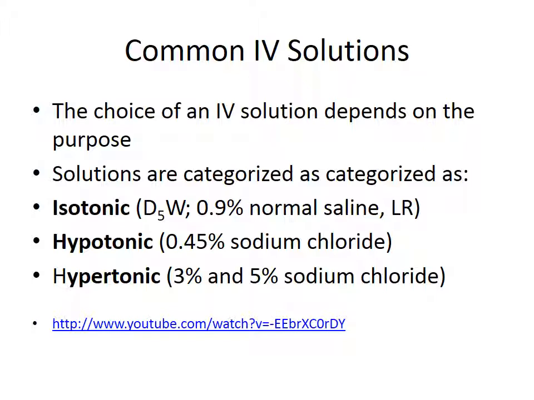Common IV solutions. The choice of an IV solution depends on the purpose of the solution. Solutions are categorized as isotonic, and include D5W or 5% dextrose in water, 0.9% normal saline, and LR, which is lactated Ringer's. Remember, lactated Ringer's has a small amount of lactate in it, which will help buffer the body system. Hypotonic solutions include 0.45% sodium chloride or half normal saline, and hypertonic solutions include 3 and 5% sodium chloride. There's a nice YouTube video on the common IV solutions and their uses listed in the PowerPoint that you may want to view.